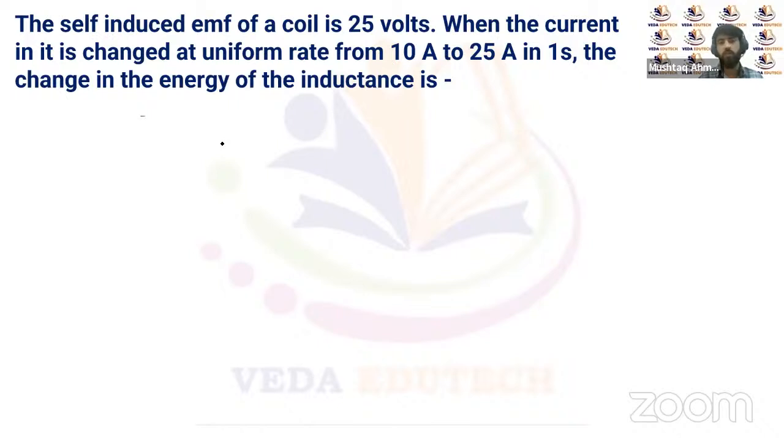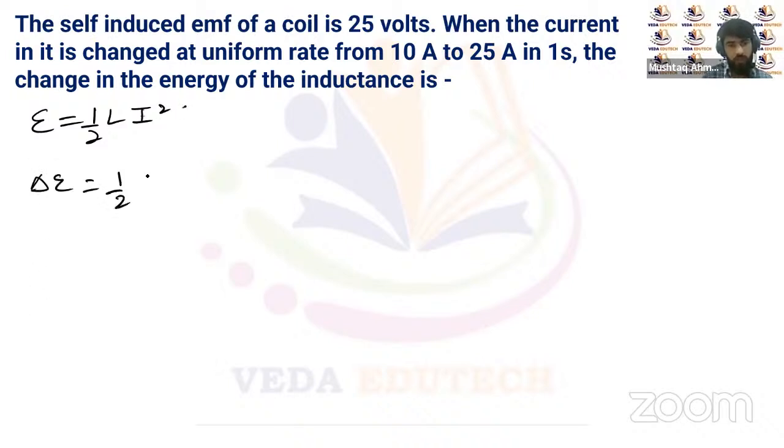The self-induced EMF of a coil is 25 volts when the current in it is changed at a uniform rate from 10 ampere to 25 ampere in 1 second. The change in energy of the inductance is, we know the energy stored in the inductor is given as half L i square. So the change in energy will be half L, I final square minus I initial square, right?